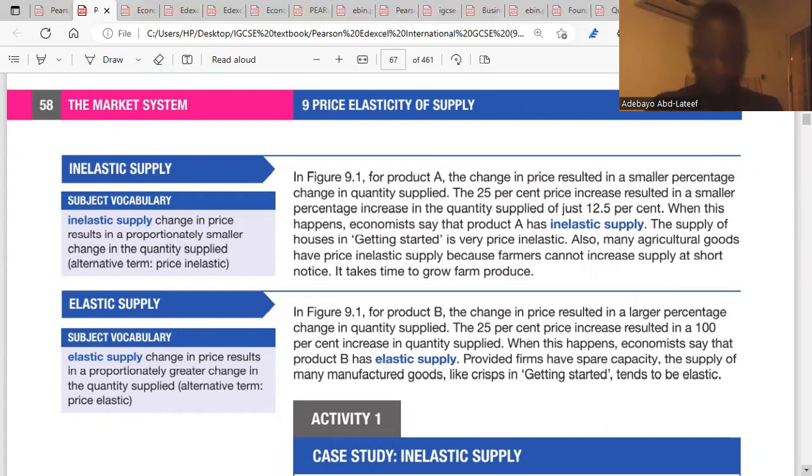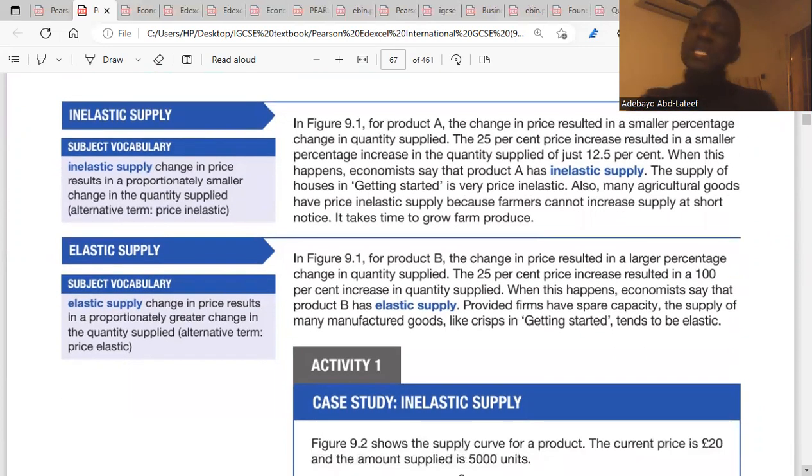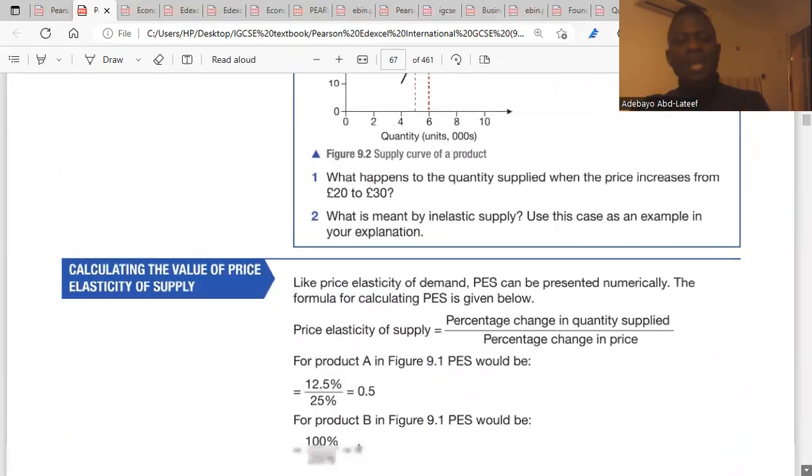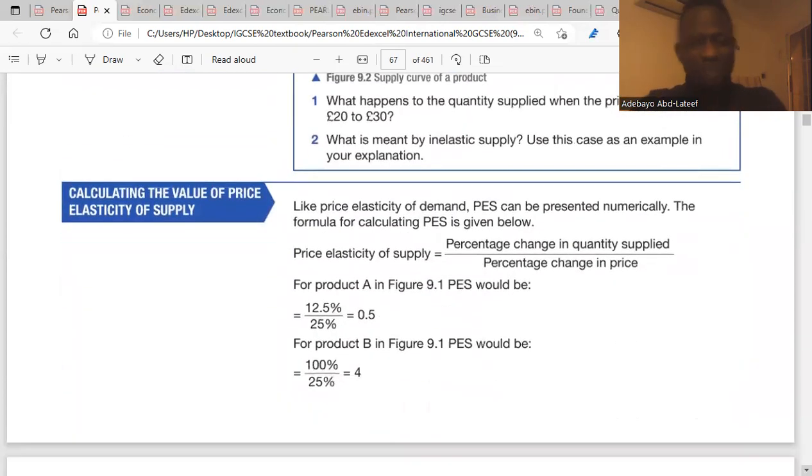Is it clear? Then, for elastic supply, it is called elastic because there's a significant change in the quantity supplied as a result of a change in price. There's a change in the quantity supplied in the market as a result of a change in price. That is elastic. Is it clear? Any question about that? Okay, then we'll go on to calculating the value of price elasticity of supply.